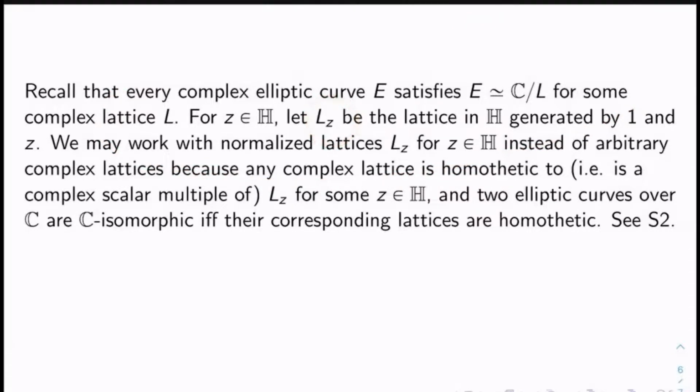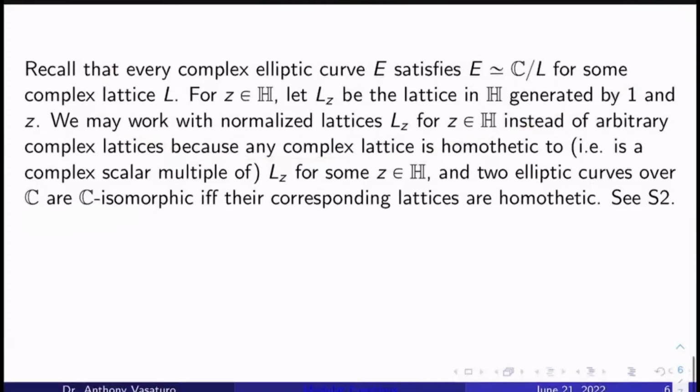So we might as well work with the easiest, nicest lattices in the upper half plane that we can get our hands on, because they'll correspond to the same elliptic curves over C that any other lattice would. In fact, a precise way of saying this is C-isomorphism classes of elliptic curves over C are in bijection with homothety classes of complex lattices. And you can see Silverman 2 for a discussion on this.